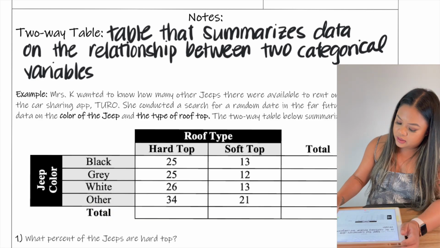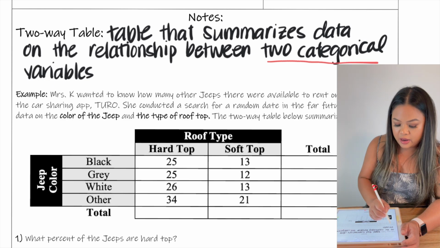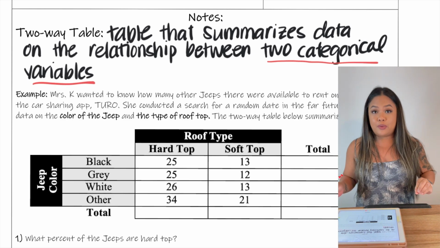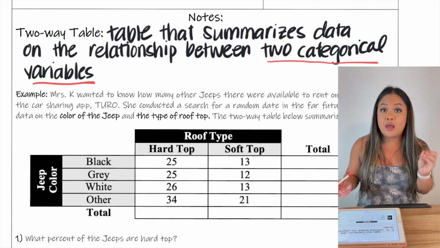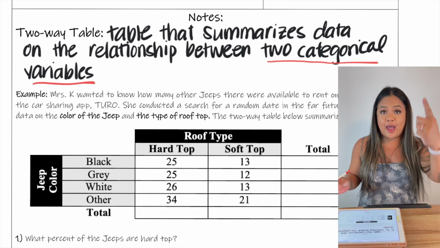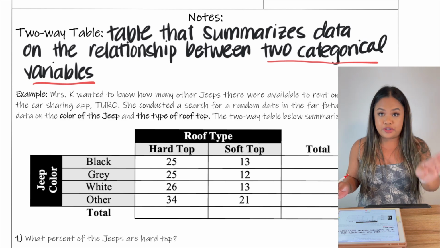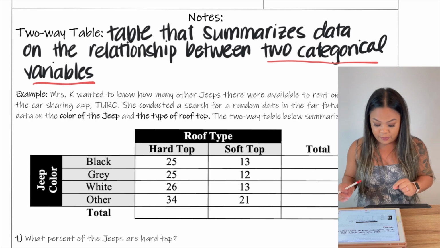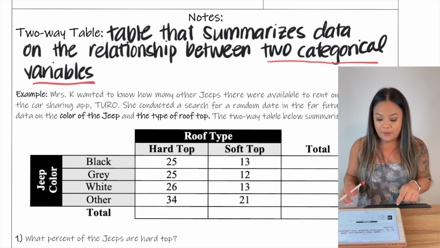Okay, so this is focusing on two categorical variables. And in the examples with the one categorical variable, we were only looking at Jeep colors. So remember, we were looking at black, white, gray, and other colored Jeeps. In this example, we've introduced another categorical variable. So we're gonna go ahead and read the problem.